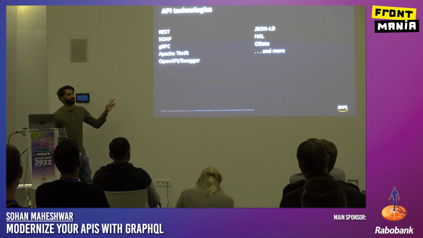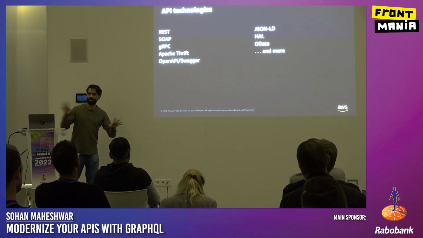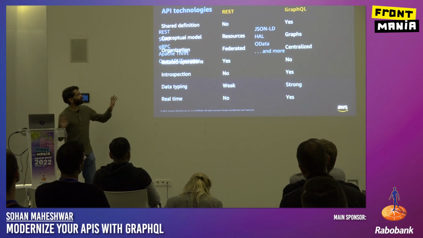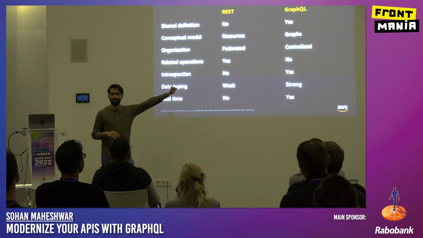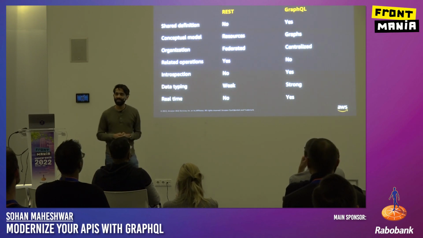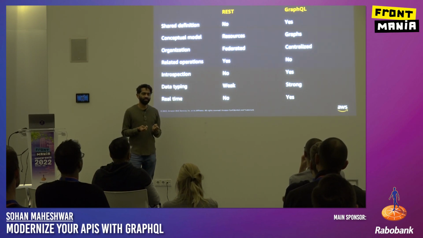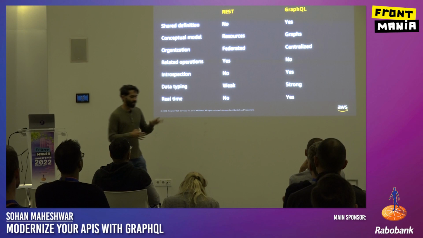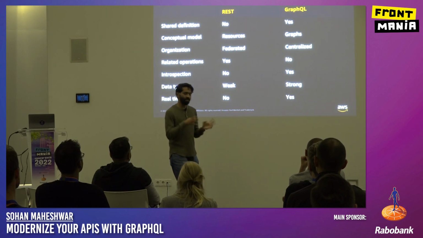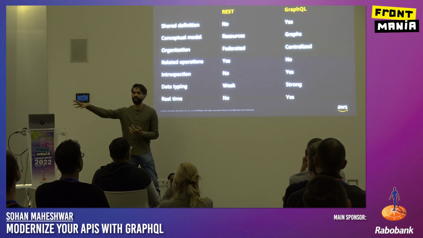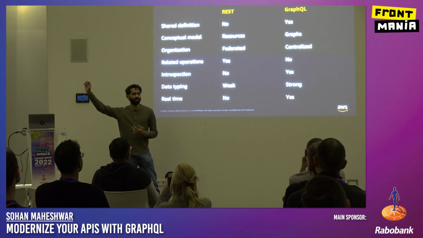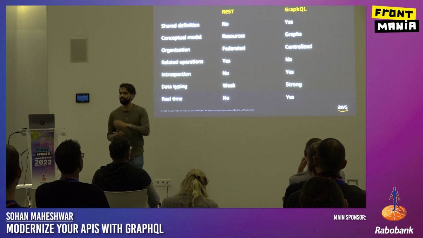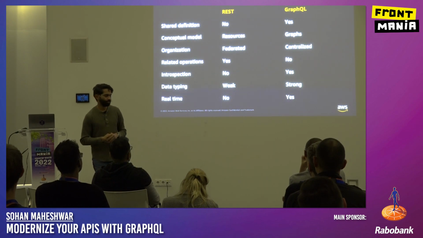So if I have to do a comparison between REST and GraphQL, the one thing is an actual shared definition, right? REST doesn't actually have, by its own inception, a shared definition, whereas GraphQL does. So that means that with my knowledge of GraphQL, I can plug into any GraphQL-enabled data source and get data out of it, right? So it becomes easier for you to actually talk to a data source.